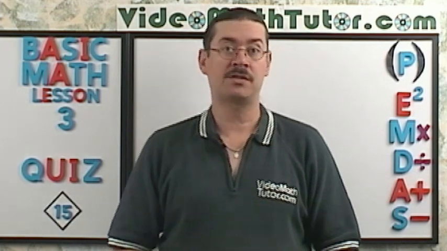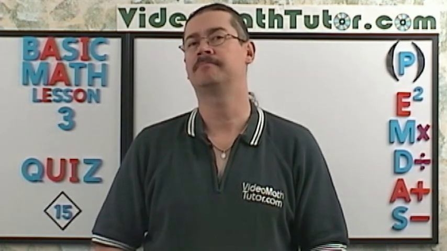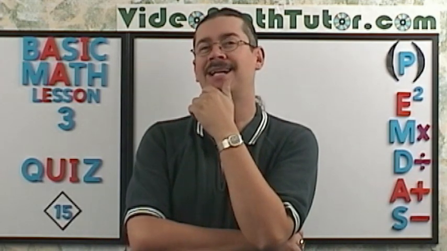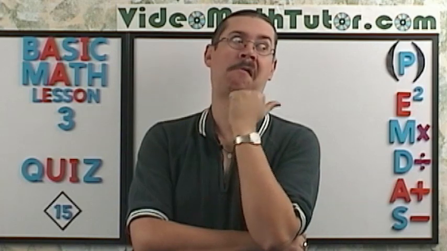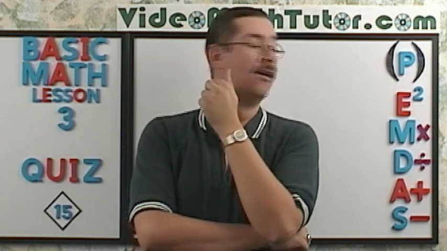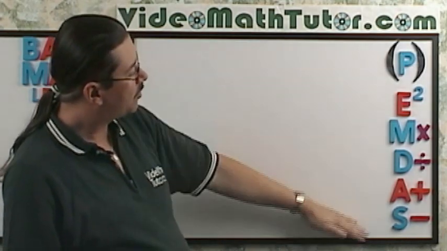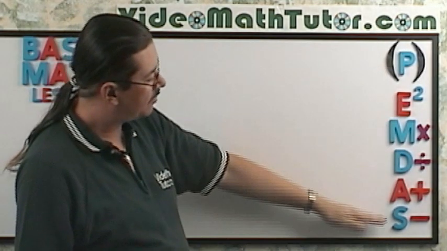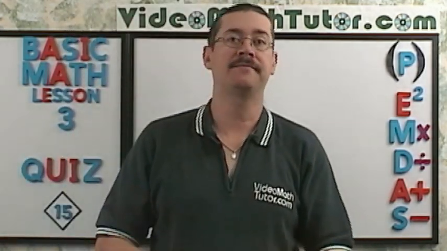Question 15 is a true or false question. Does subtraction have a higher order of precedence than division? How can we figure that out? Let's see. We'll just use this. The higher order of precedence is higher up, so subtraction is not higher than division, so the answer is false. No, it isn't.